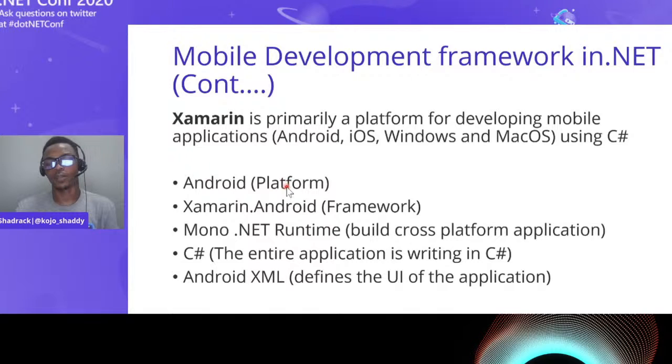I'm going to Xamarin. So I have the Xamarin definition here, which states Xamarin is primarily a platform for developing mobile applications. So Android, iOS, Windows, and Mac OS using C#. Okay. So Android is the platform we are going to target actually. Then Xamarin.Android is a framework. Then mono.net runtime.